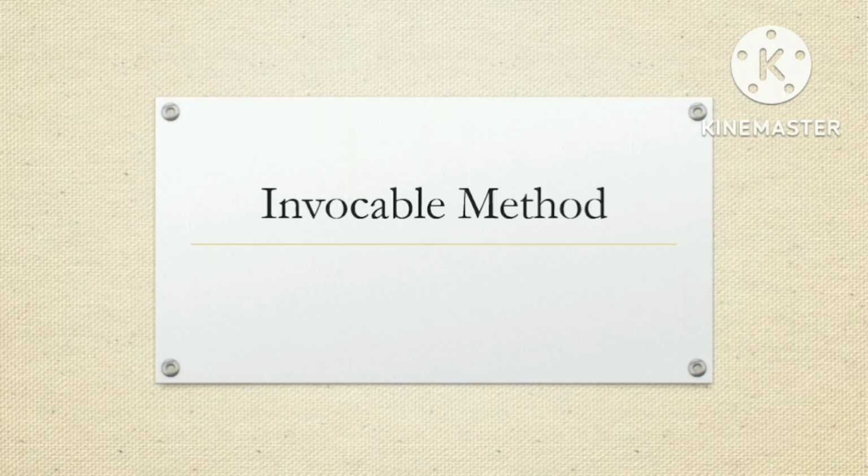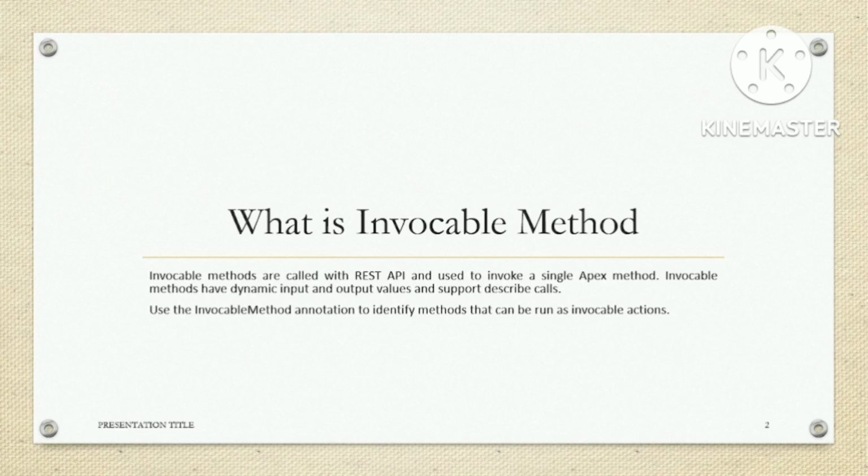Invocable method. Let's see what is an invocable method. It uses the REST API. It is used to invoke an Apex method, and that method should be annotated with @InvocableMethod. It will take dynamic input and output values, and it also supports describe calls.